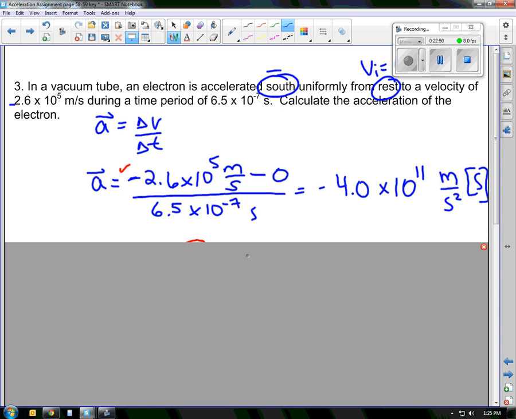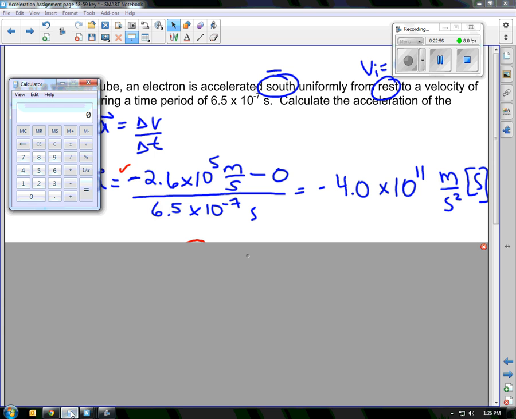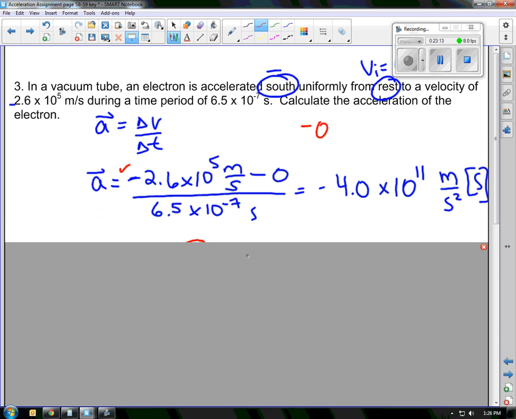So how do you handle the exponents? Well, pretty simple. Grab your calculator, and all you really have to do here is the division of the whole numbers. So you would go negative 2.6 divided by 6.5, and you get negative 0.4.